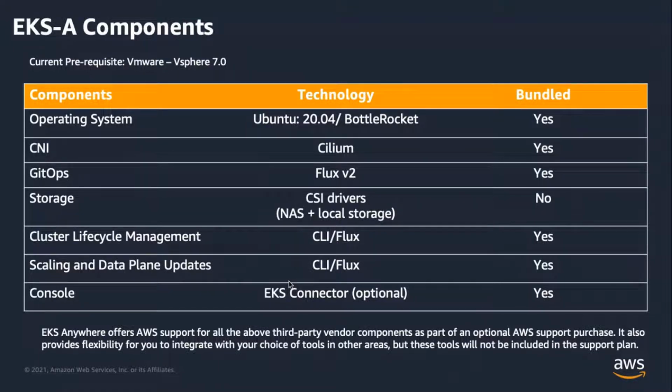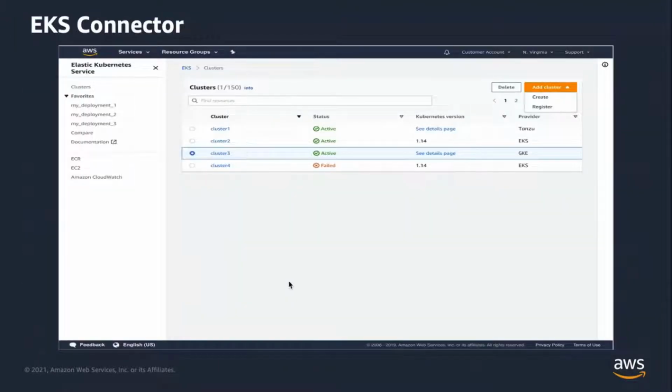So moving on to the next slide. As I mentioned, we do provide an EKS connector optional option where you can connect your on-premise EKS Anywhere cluster back to your EKS Cloud Console, so you get the single pane of visibility across all your clusters. And this is applicable not just to EKS Anywhere. You can choose to connect your Kubernetes clusters running across other platform providers as well.